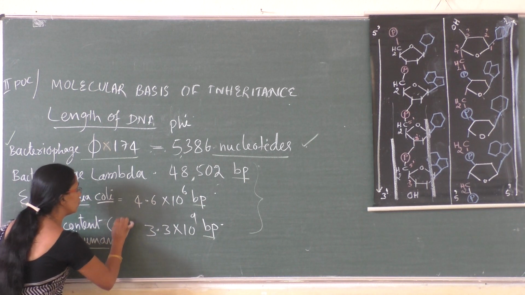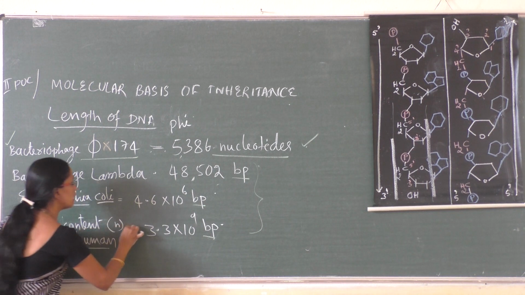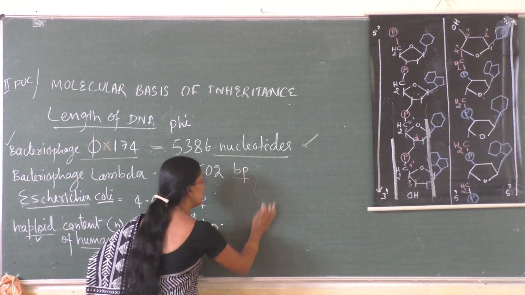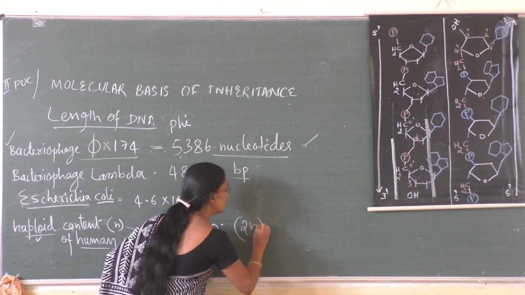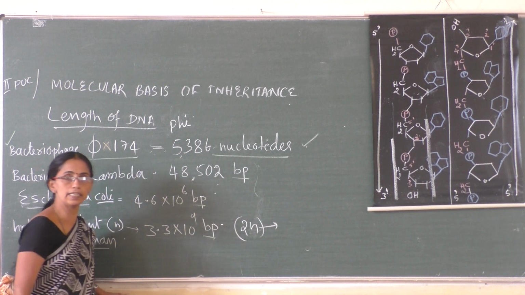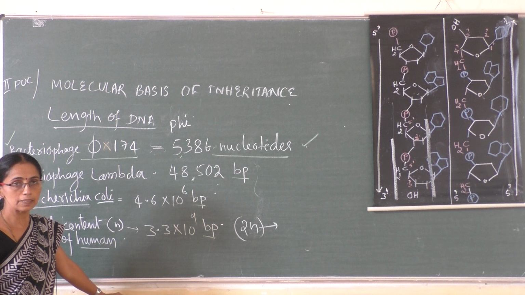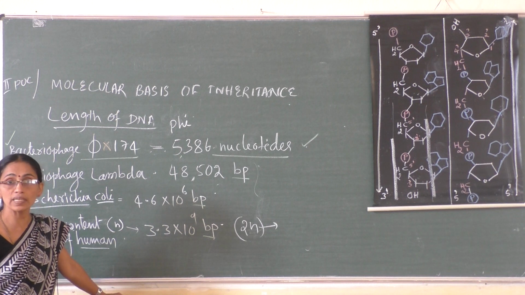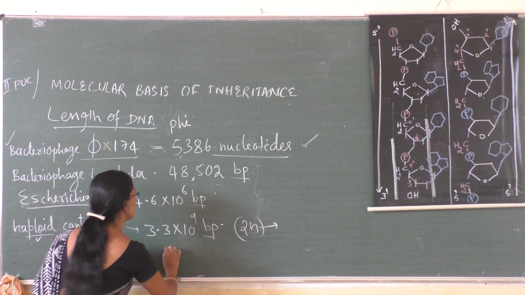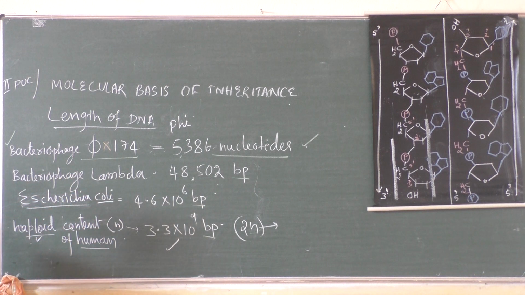So how do we designate haploid content? N. The same thing when it is for diploid content, what is the length of DNA? Double of that. That is 6.6 into 10 to the power 9 base pairs. In textbook this is given. So try to remember these 4.